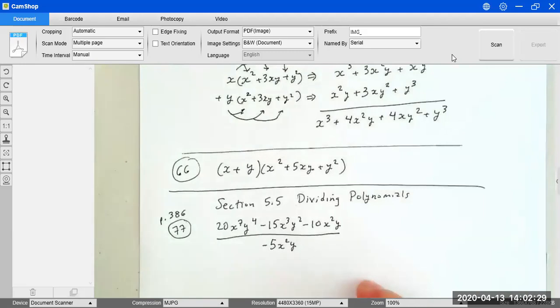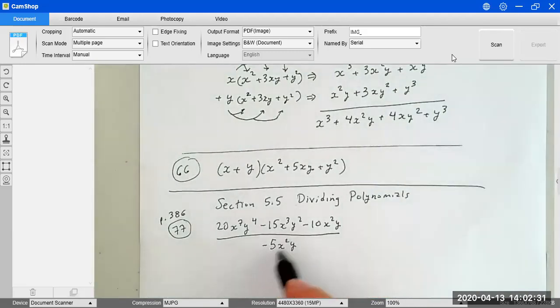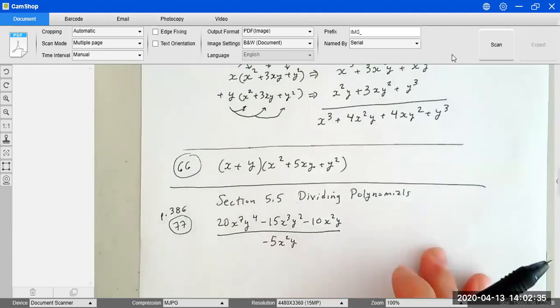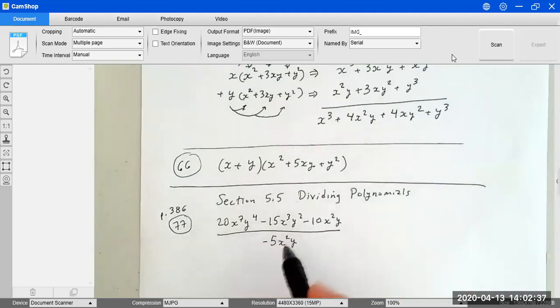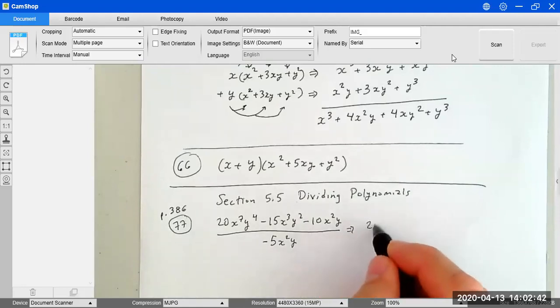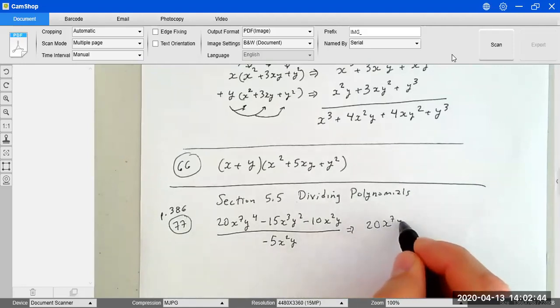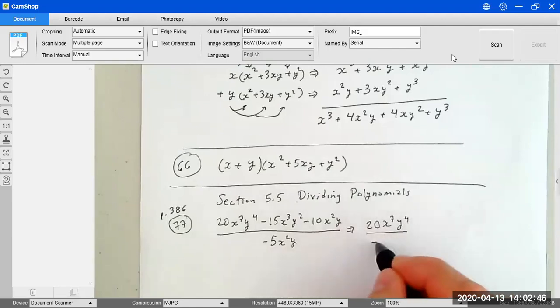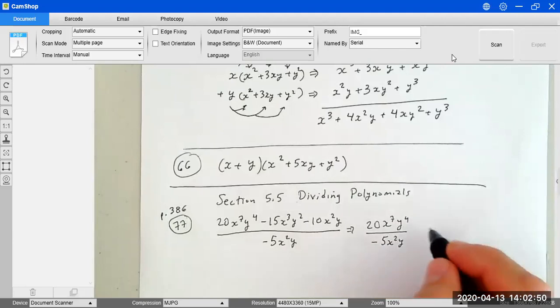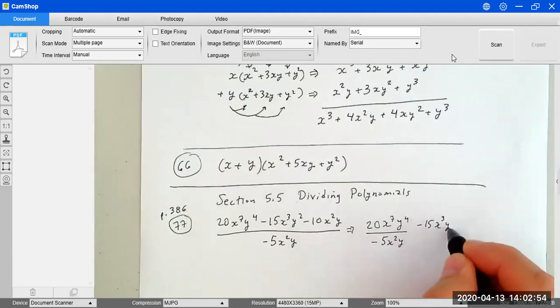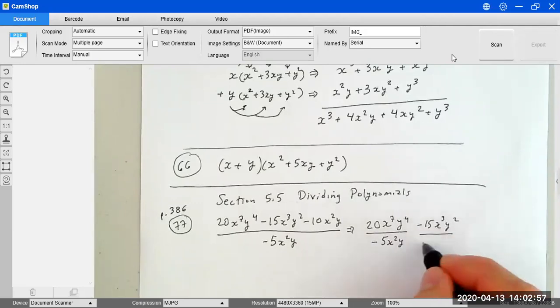Usually we distribute the denominator across this polynomial. So I'm going to divide every term by the denominator. So I'm going to get 20x to the 7 y to the 4 over minus 5x squared y. Then I have negative 15x cubed y squared over negative 5x squared y.